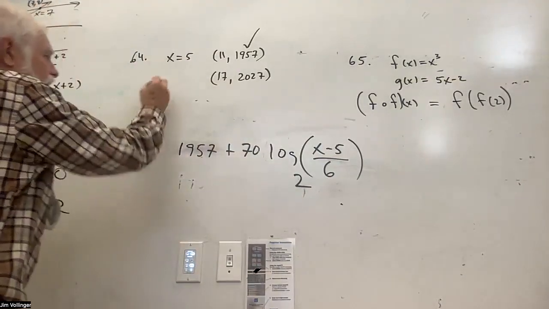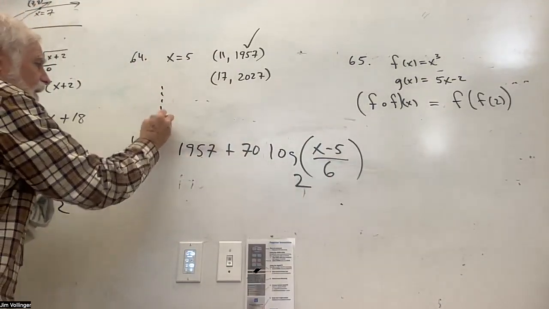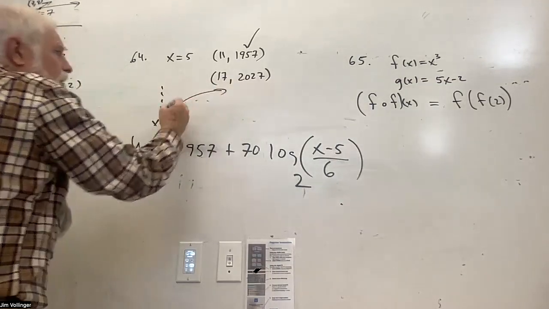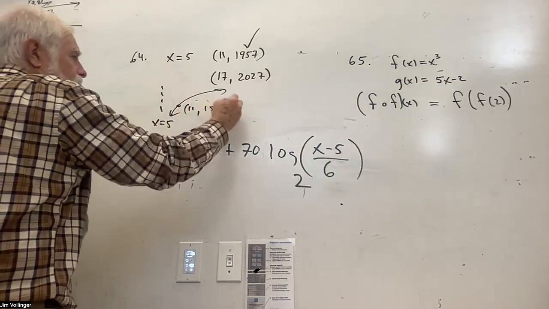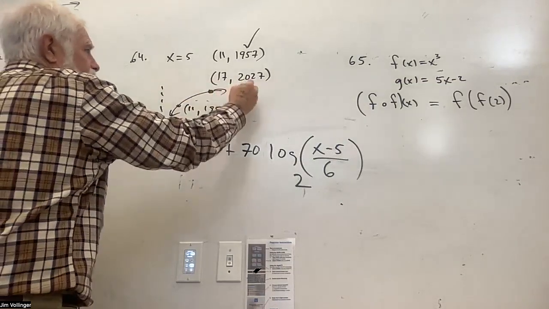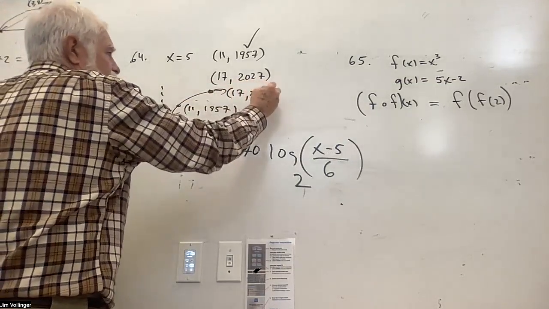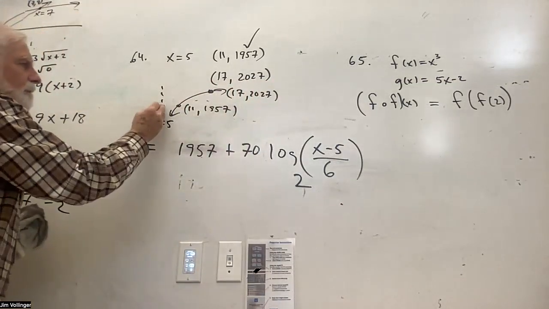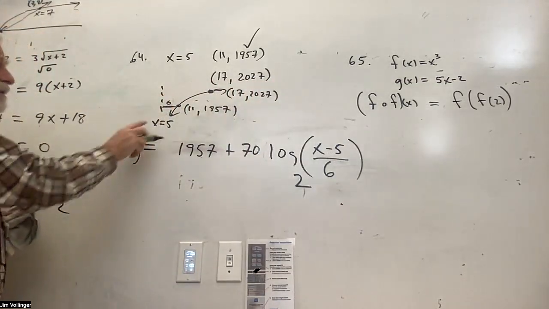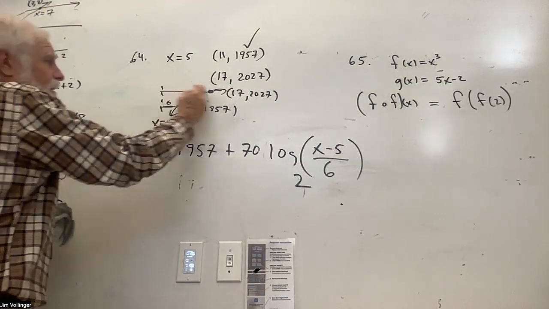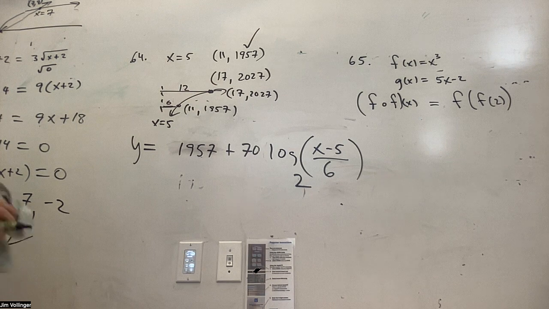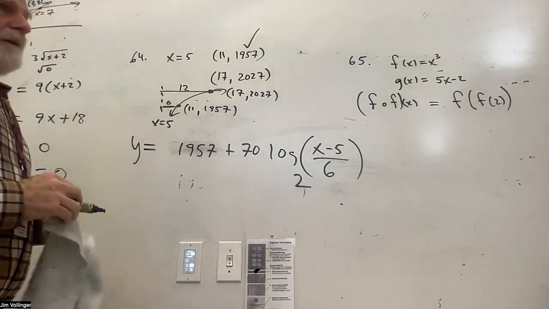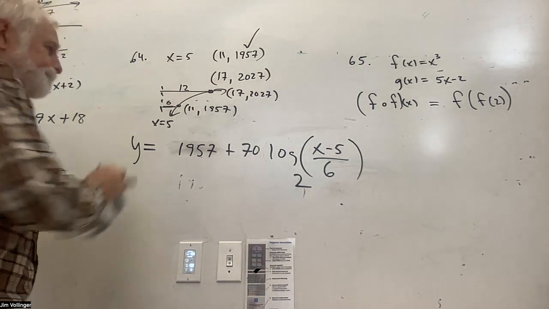Okay, so what it looks like is x equals 5. 11 gets us 1957, and 17 gets us 2027. And there's a little bit of help here for the numbers. That's 6 units from 5, and that's 12 units from 5. Okay, so logarithms are really x values in terms of y.